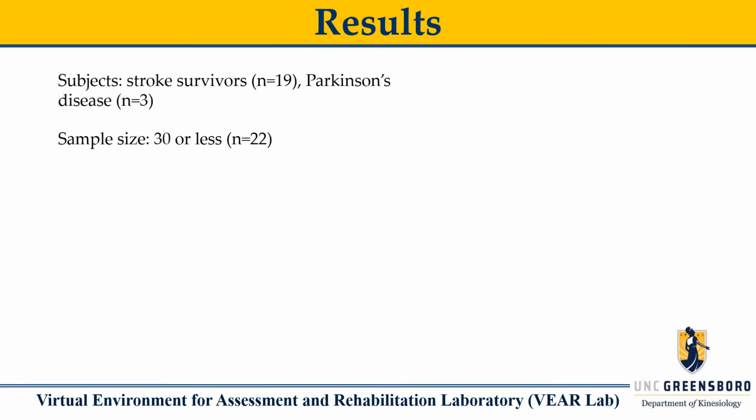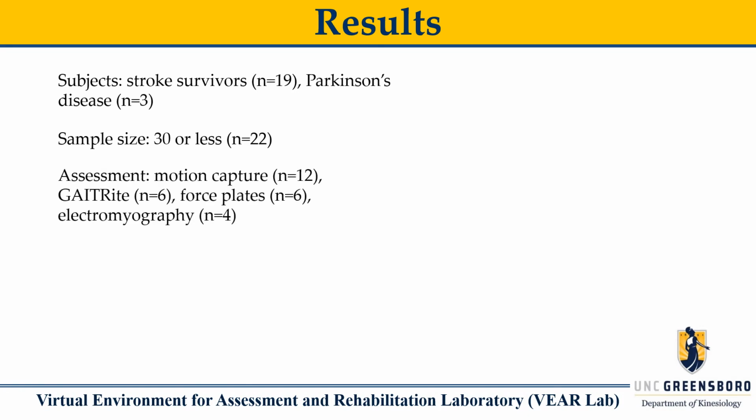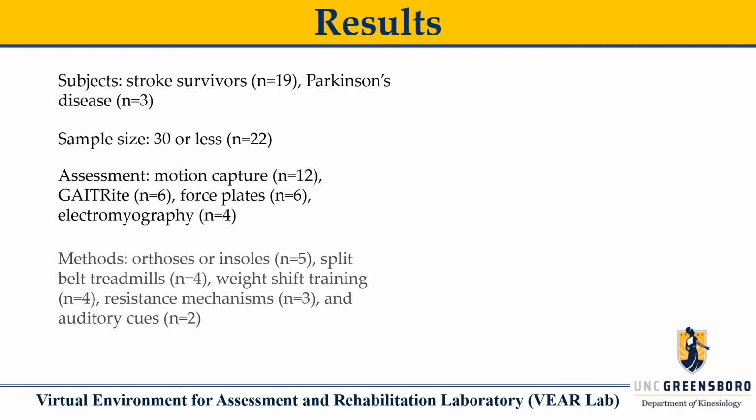Of the 26 studies found, the most common population was stroke survivors in 19 of the studies. Parkinson's disease individuals were in 3 of the studies. 22 of the studies had sample sizes of 30 or less. To assess the gait asymmetries, in 12 studies they used motion capture, and in 6 different studies they used gait mat or force plates, and 4 studies used EMG.